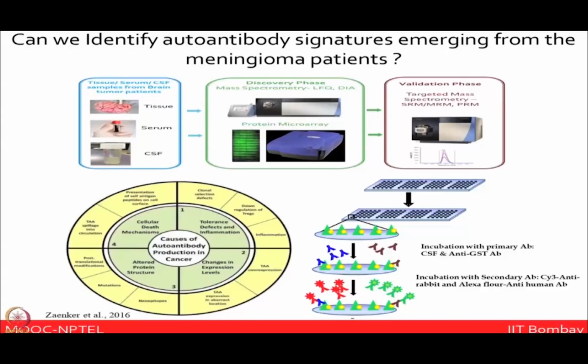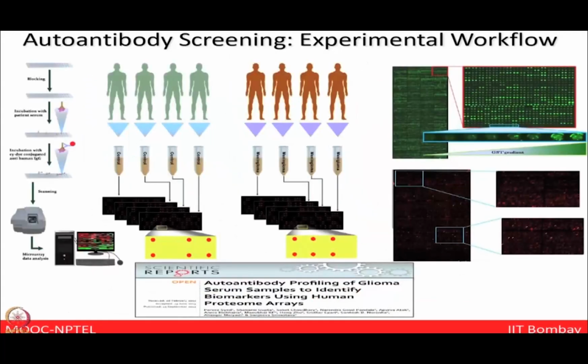Additionally, rather than using mass spectrometry alone, we also try to utilize the complementary technology of protein microarrays to address the question, can we identify autoantibody signatures in meningioma patients. The goal here was to use a protein array platform, take patients' clinical serum samples, and probe them on the chip, and if there is any antibody generated in the patient sample, it will bind on the chip, which has all the protein antigens printed.